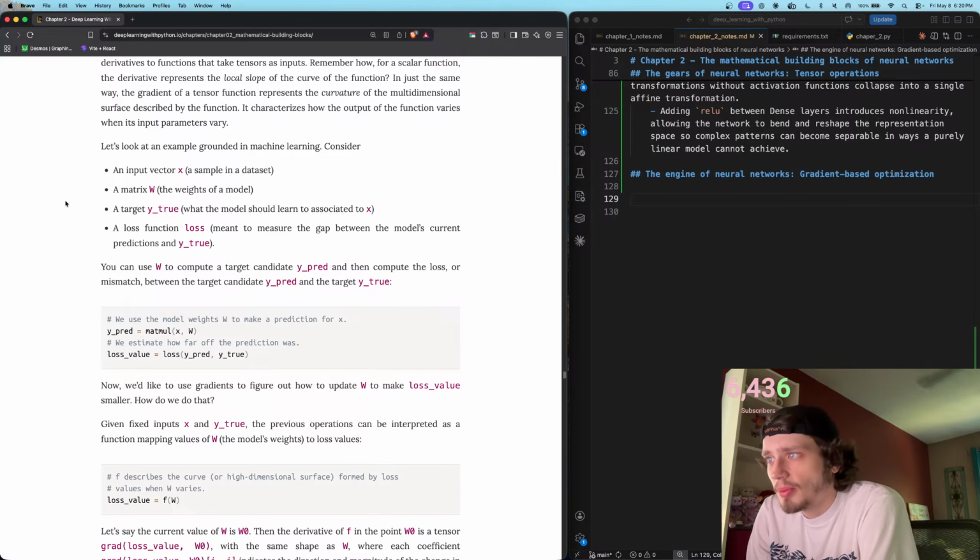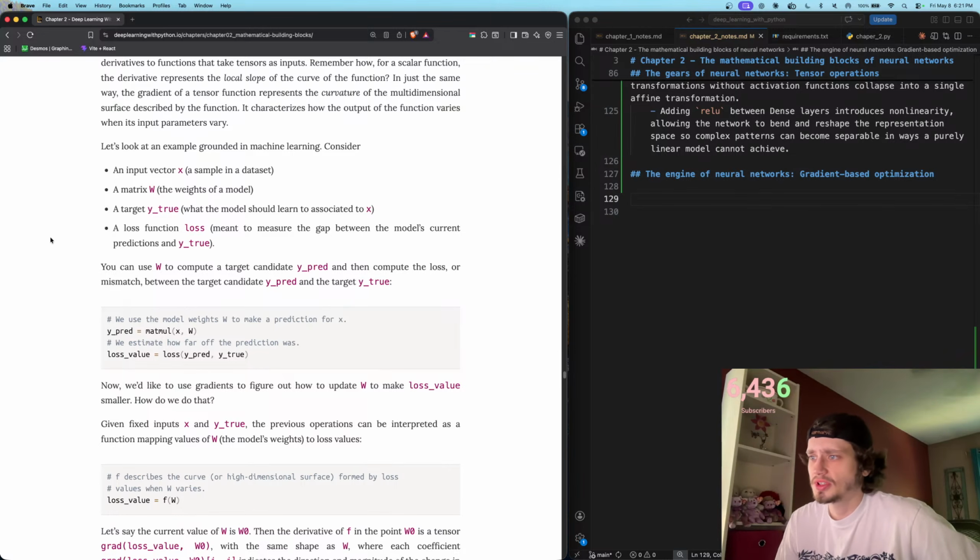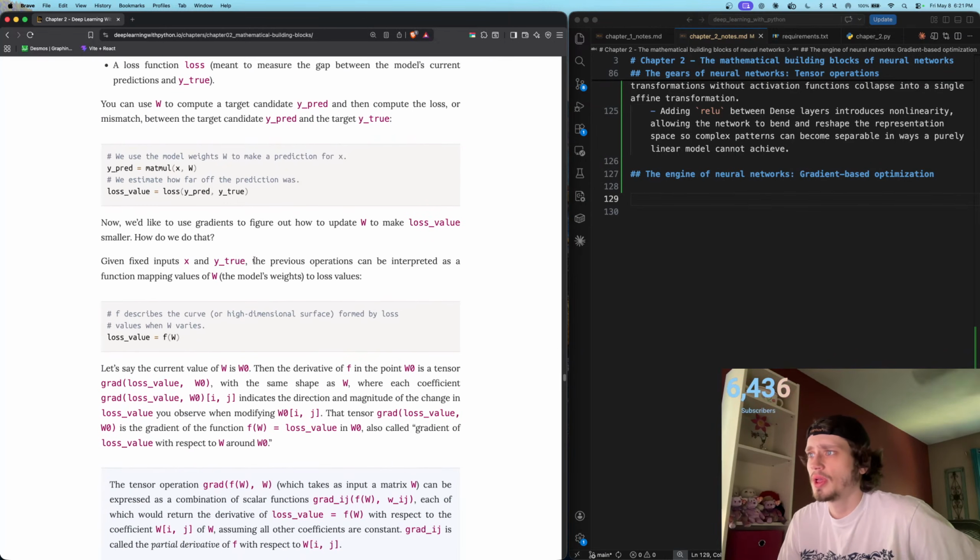We use the model's weights, W, to make a prediction for x. We multiply x and the weights to get predictions, y. We must estimate how far off those predictions are by the loss function of y_pred and y_true. Now, we'd like to use gradients to figure out how to update big W, our model weights, to make loss values smaller. How do we do that? Given fixed inputs x and y_true, the previous operations can be interpreted as a function mapping values of big W, the model's weights, to loss values.